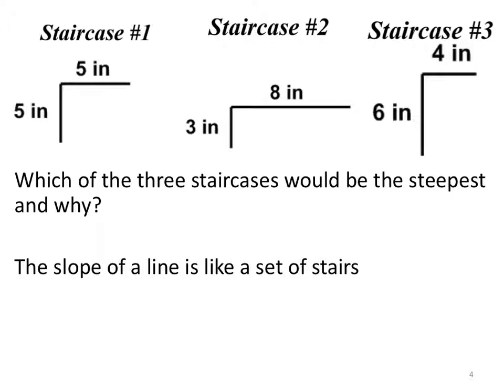So we look at this and we see, for example, staircase 1 goes up 5 inches and then horizontally 5 inches. Staircase 2 goes up 3 inches and then horizontally 8 inches. And then staircase 3 goes up 6 inches and then horizontally 4 inches, okay? So what do you guys think? Which of these would be the steepest of all? Why then?